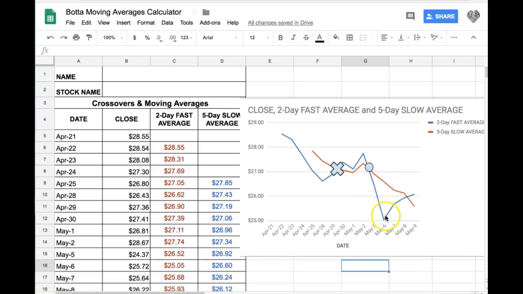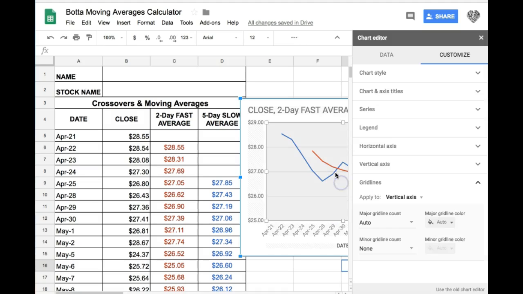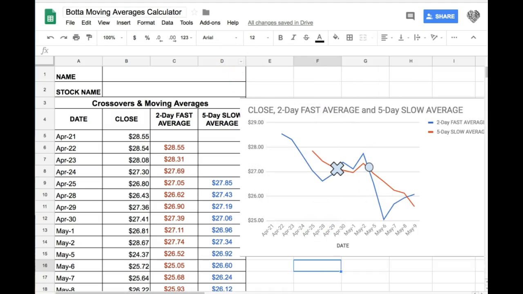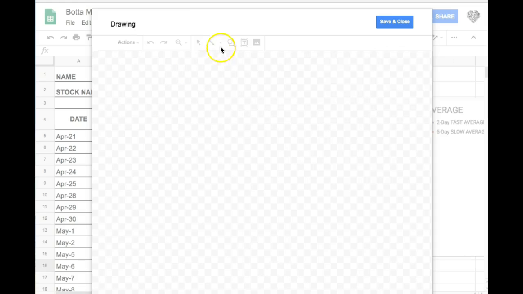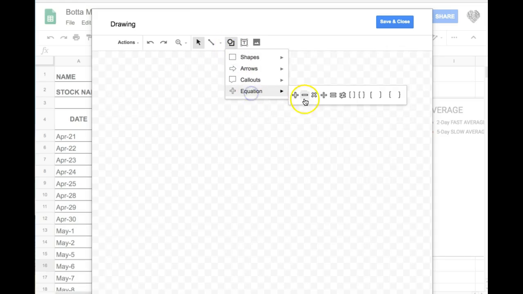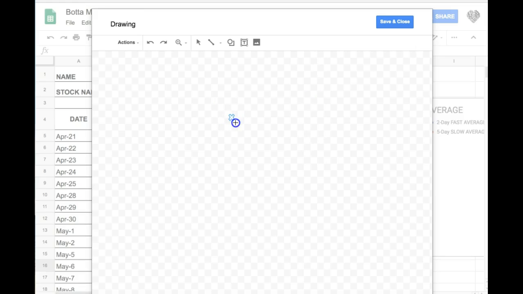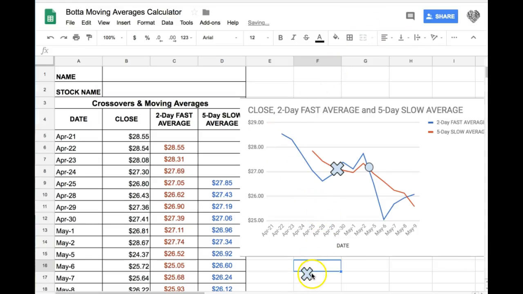And then in our last one, we have another intersection point, and the fast is overtaking the slow, so that would indicate a good time to buy. Sorry, I'm getting click happy here. All right, and I'm going to insert another X at that point. All right, so there we go. So this is how we finish off the notes for that day.